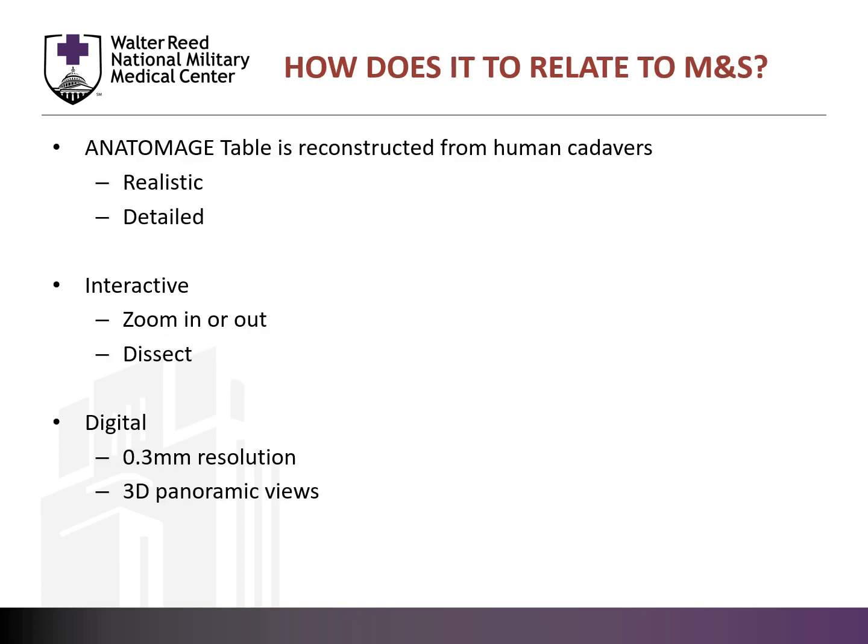The Anatomage table is reconstructed from human or animal cadavers and allows accurate visualization and virtual dissection. The size of the cadaver is lifelike, meaning the same size as an average male or female. Unlike in gross anatomy, learners have the capability of zooming in or zooming out and rotating structures in space. Learners may also reset and start over.